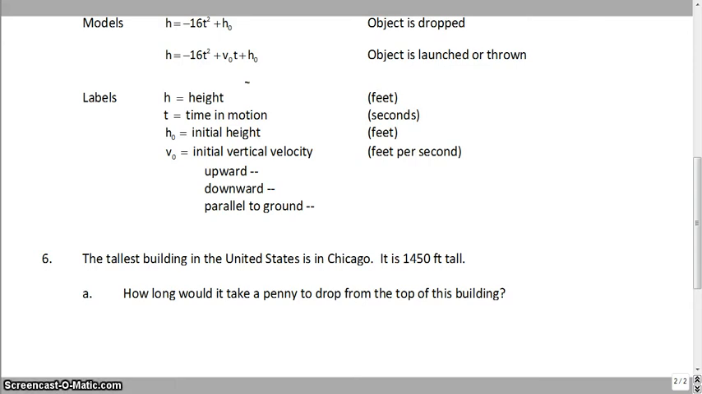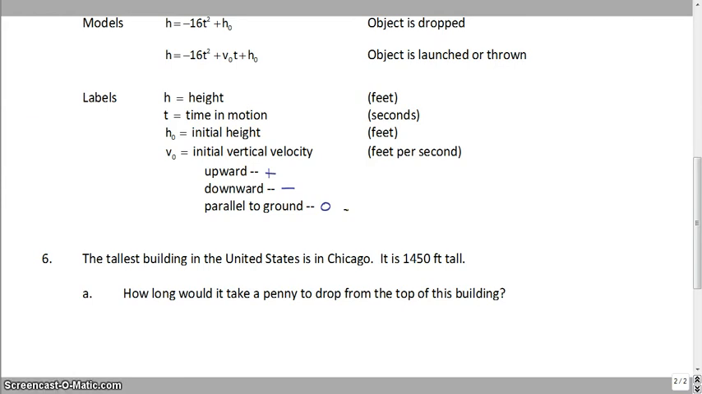So let's see what we're going to do. Here's a little side note for you. If you throw something up, like I just said, it has a positive velocity. If you throw something down, it has a negative velocity. If you throw something straight out in front of you, parallel to the ground, it actually has 0 velocity for the up or down. It's just going to go straight out. So it's the same as dropping.